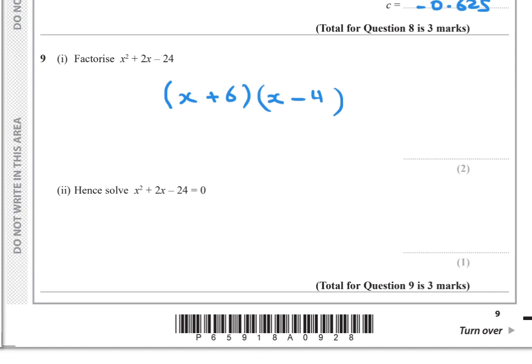Now, hence, solve x squared plus 2x minus 24 equals 0. This means x plus 6 equals 0 or x minus 4 equals 0. If x plus 6 equals 0, x equals negative 6. And if x minus 4 equals 0, x equals 4.